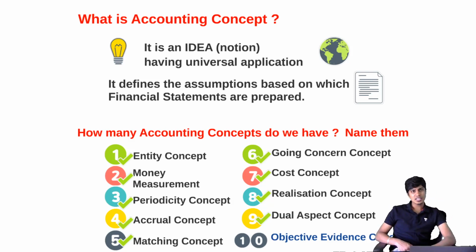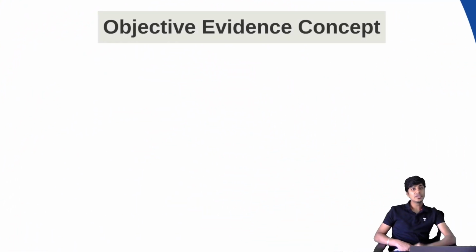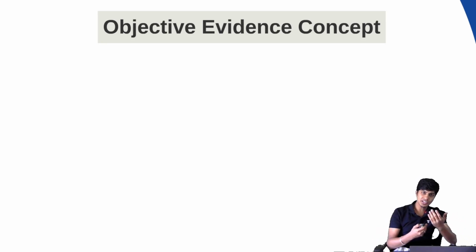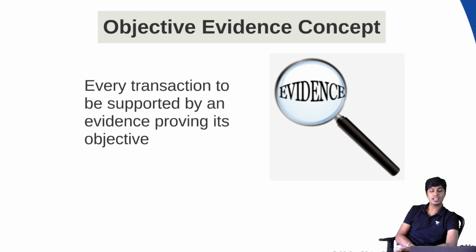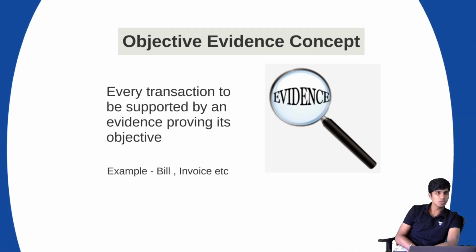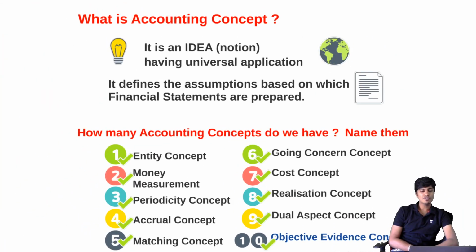The last concept is the objective evidence concept, which says that every transaction which has been recorded cannot be just a book entry. It should be backed with evidence proving the authenticity of the transaction. Whenever we record a transaction, it should be proved with the evidence that is backing it. That evidence can be a voucher, bill or any other supporting document. Got it? Every transaction is to be supported by evidence. Bill, invoice, voucher, etc. are examples of this accounting concept. So by this we finish accounting concepts.